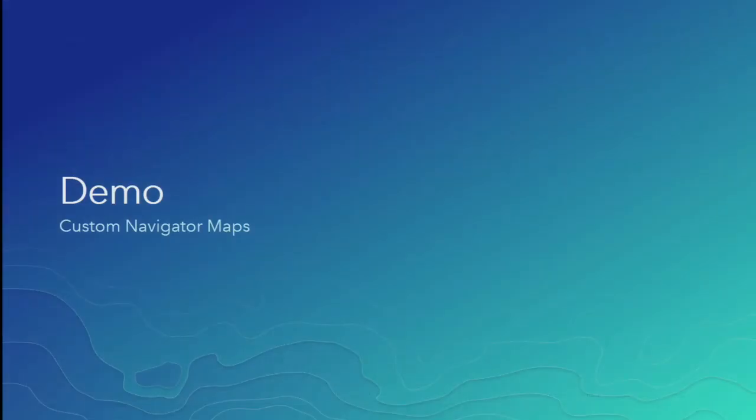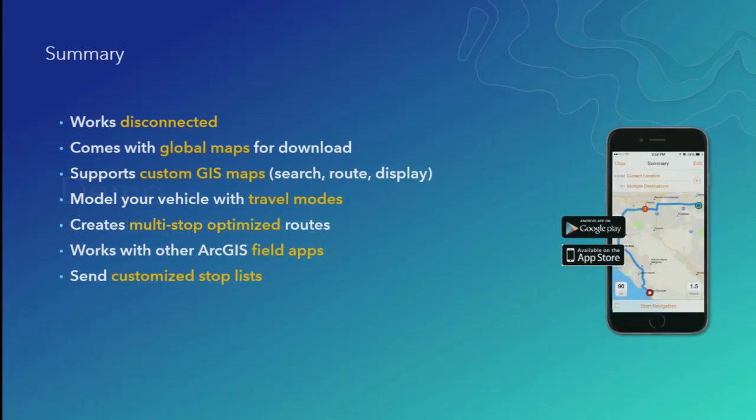So excellent demonstrations on how you can customize the Esri navigation map or build your own. We went through quite a bit today, right? In summary, Navigator works disconnected. Maps are stored on the device within the app. Navigator comes with maps, and they're available for download, or you can create your own. Mark just showed us how.